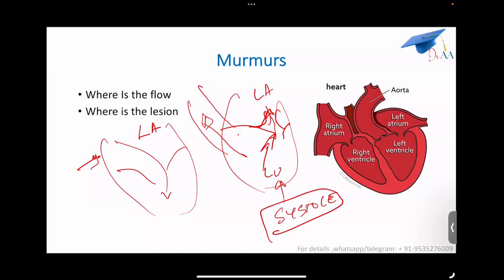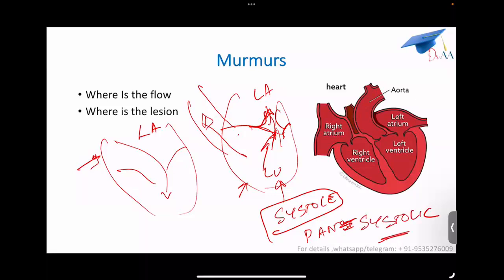This happens as it is floppy. If it contracts a little bit, the blood will start going back. This is because it is floppy. It doesn't need a lot of pressure to go through it. So it is seen throughout the systole. That's why it is known as pansystolic murmur. Okay, it is a pansystolic murmur.